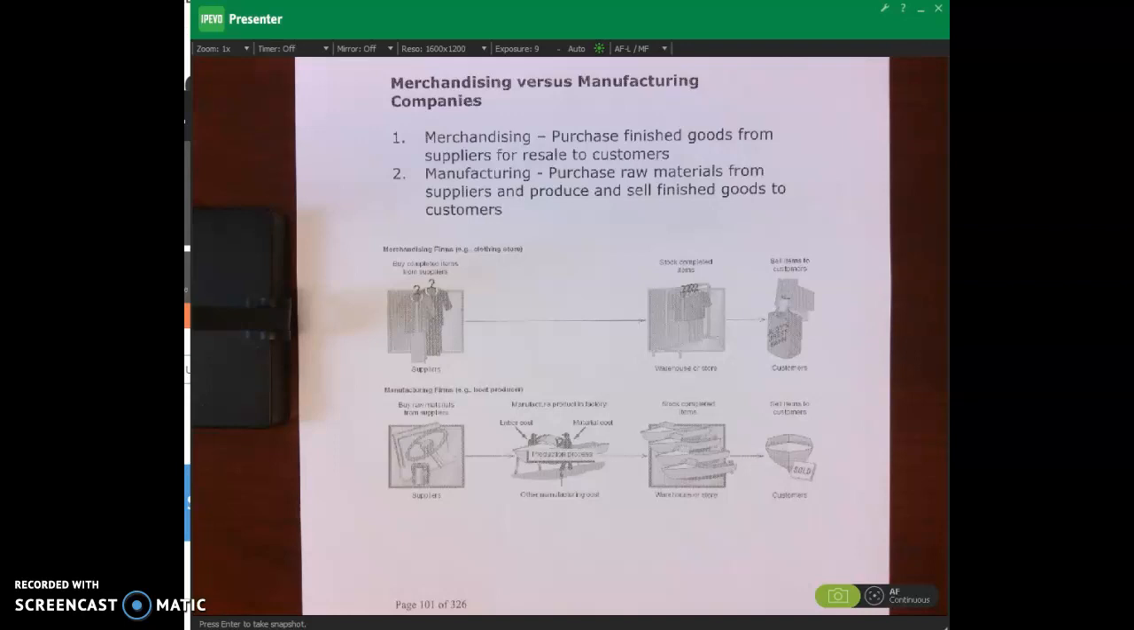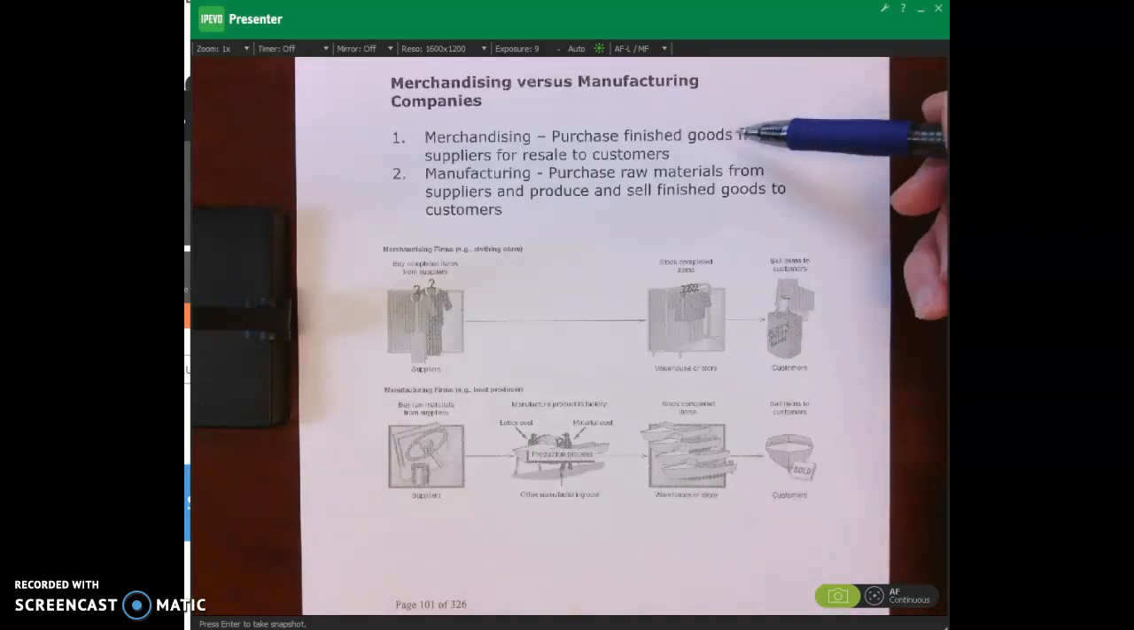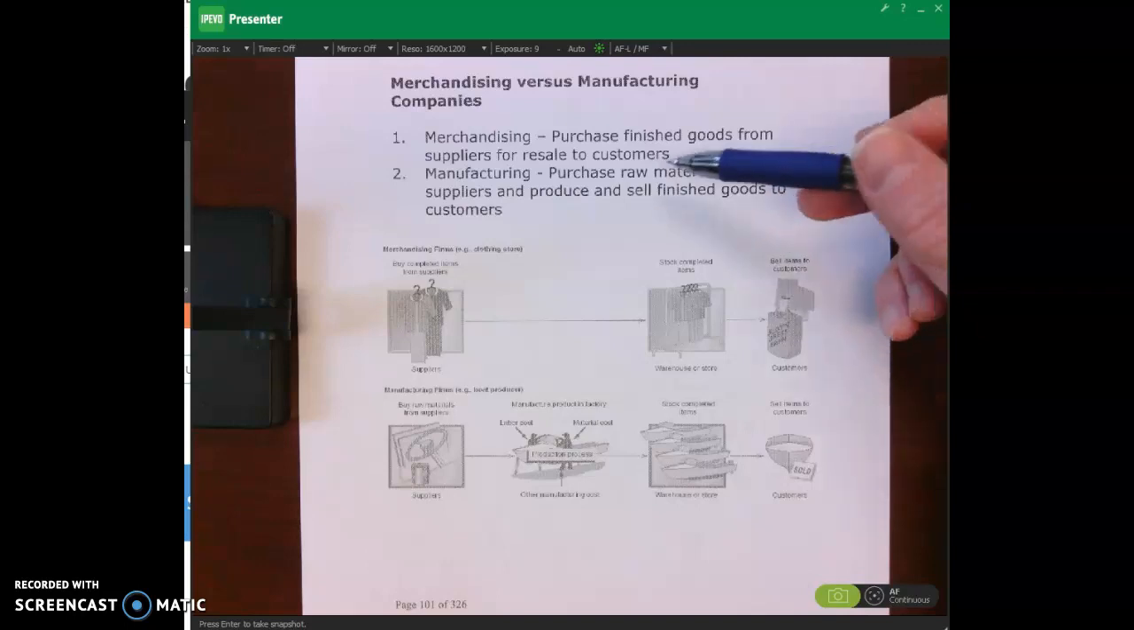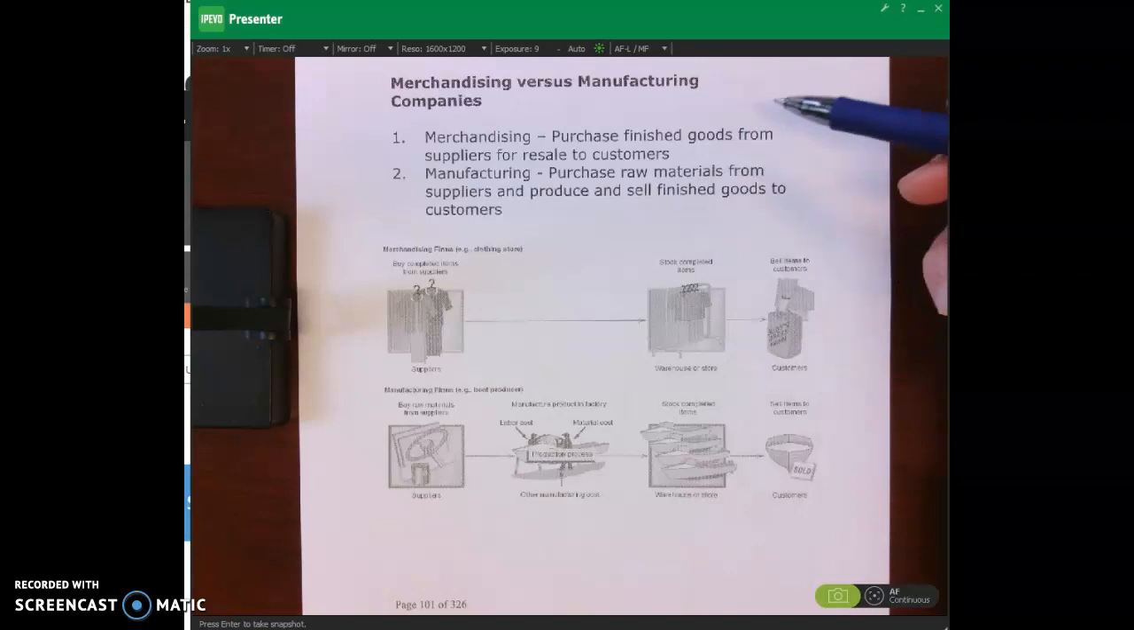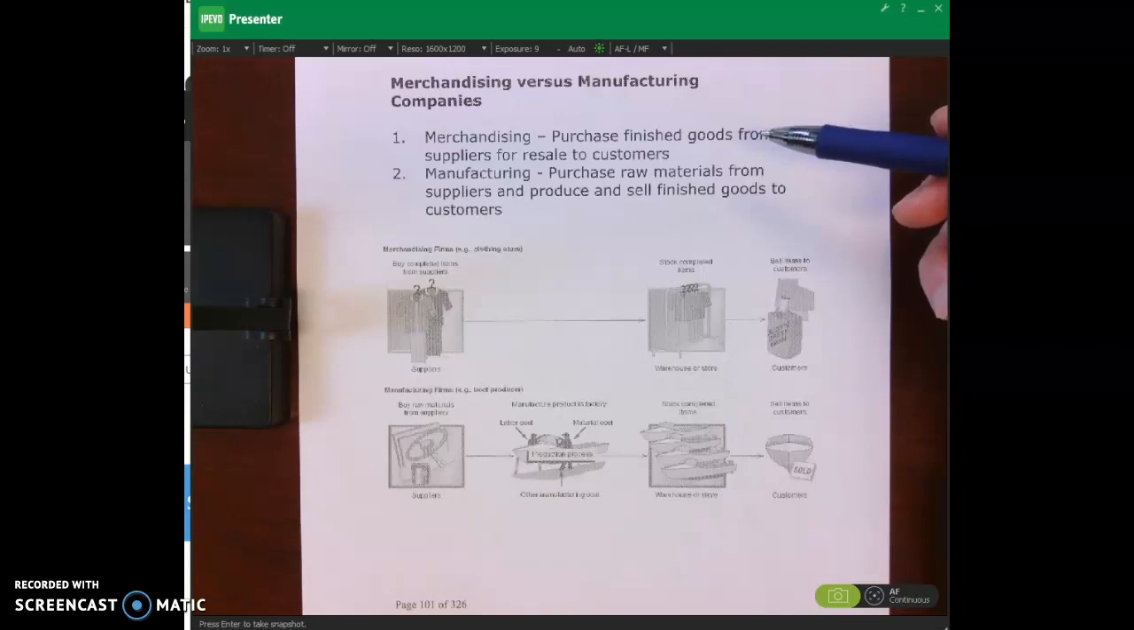So when we talk about merchandising companies versus manufacturing companies, merchandising companies purchase goods that are already completely done. They're finished goods from their own vendors, from their suppliers, for resale to their customers. So think the University of Mary Washington bookstore. The bookstore is purchasing finished goods from another supplier, and then they simply hold them in their stores for resale to customers.